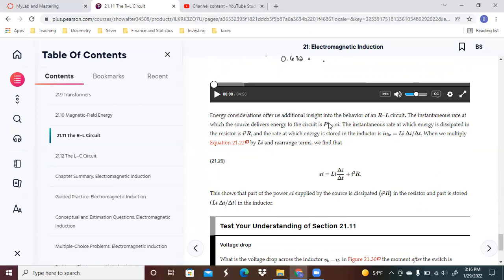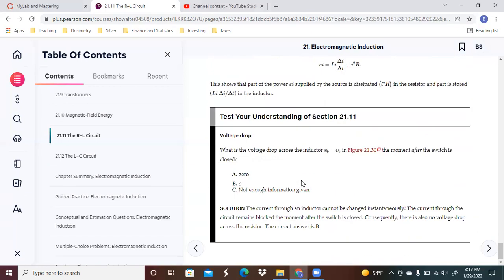Energy considerations offer additional insight into the behavior of an RL circuit. The instantaneous rate at which the source delivers energy into the circuit is going to be this. The instantaneous rate at which the energy is dissipated is going to be this. And the rate at which the energy is stored in the inductor is this. When we multiply equation 21.22 and rearrange the terms, we come up with this. This shows that part of the power EI supplied by the source is dissipated in the resistor and part is stored in the inductor.